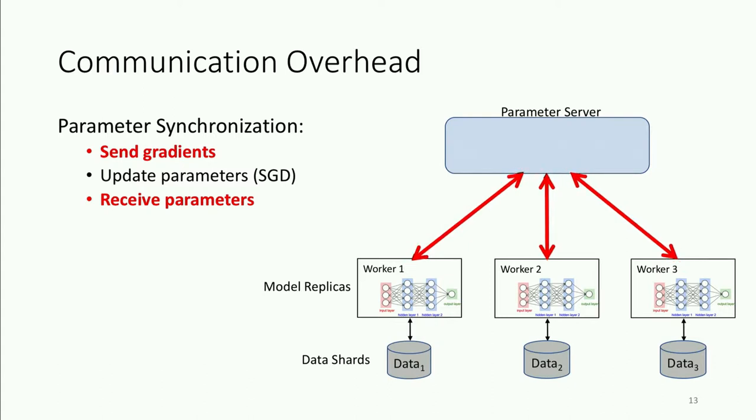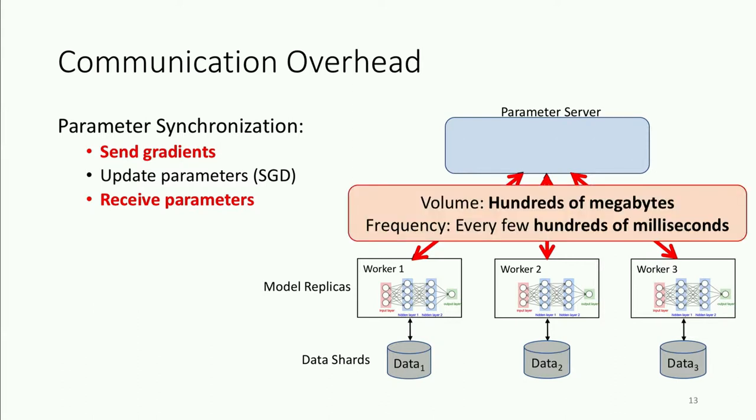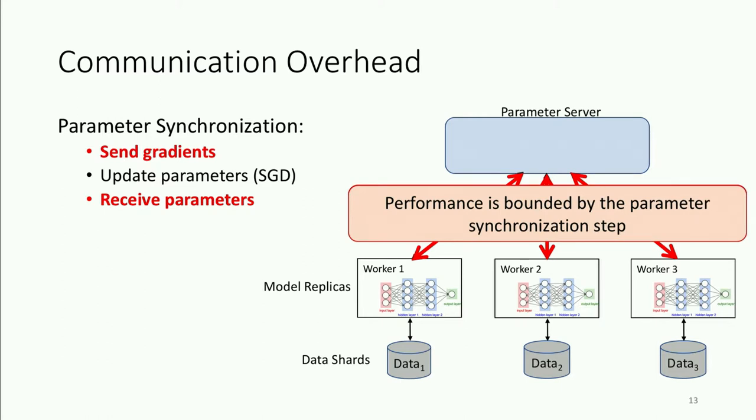Now the problem with this approach is the parameter synchronization, especially sending gradients to the parameter server and receiving the updated parameters back, usually has to go through a network, which is an extremely communication-heavy operation. So just to give you a sense, on average, hundreds of megabytes need to be transferred every few hundred milliseconds. So because of that, the performance benefit of data parallel training is highly bounded by this parameter synchronization step.